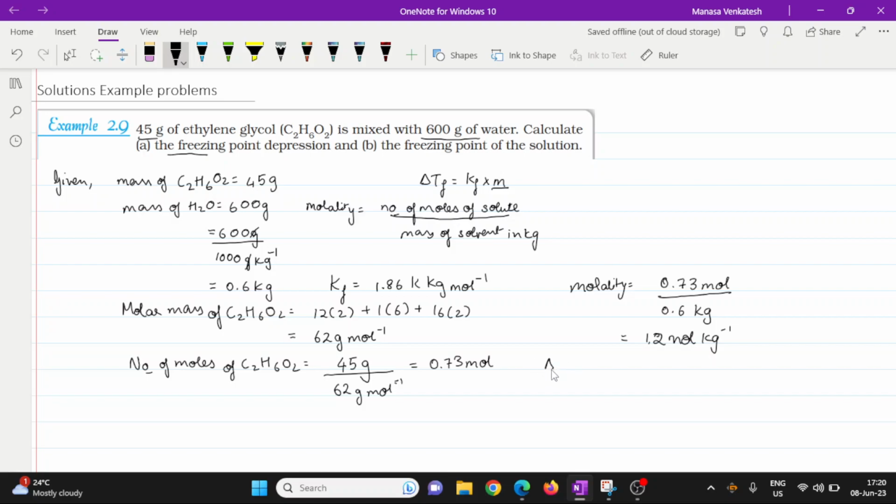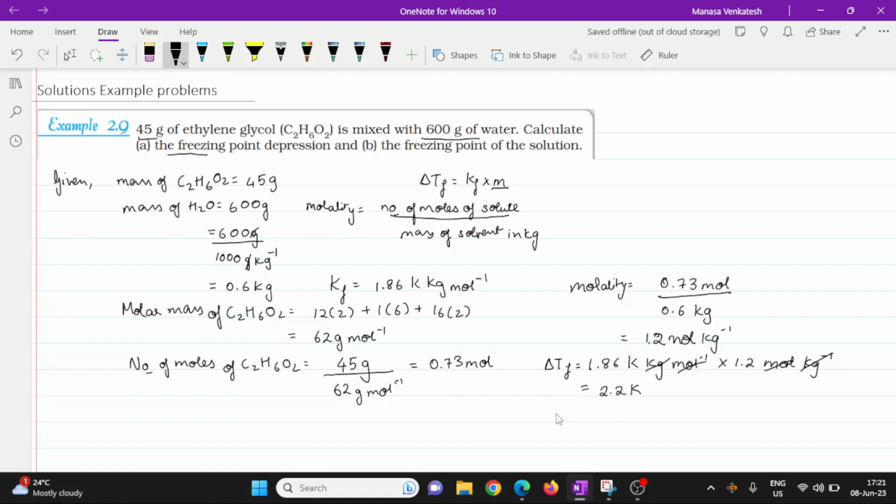Now all we need to do is calculate the value of delta TF. So delta TF is equal to Kf into m, where Kf is 1.86 Kelvin kilogram per mole into 1.2 moles per kilogram. So the units cancel, and this, when simplified, gives us the value of 2.2 Kelvin. Okay, now delta TF is 2.2 Kelvin.